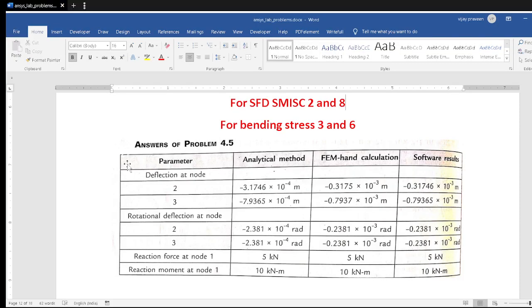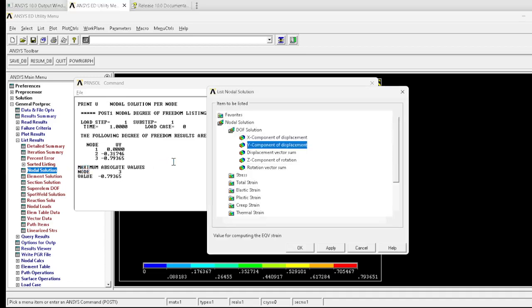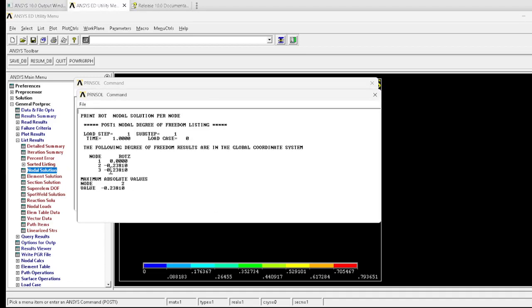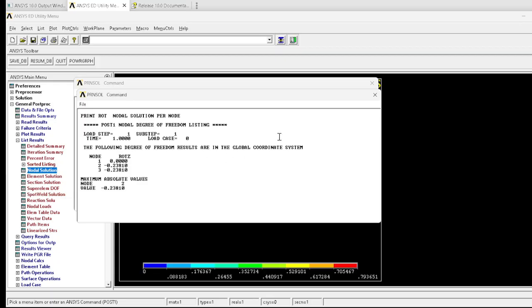Now let me check one more deflection. So this is linear deflection. Now there is a bending moment, that is also a kind of rotational deflection. So therefore that is going to take place in the z direction. So let me view the z component. Now you can check node 2 and node 3, what is the combination. This is in radians because rotation is taking place, that is we are going to measure in terms of radians. So we got the same answers.